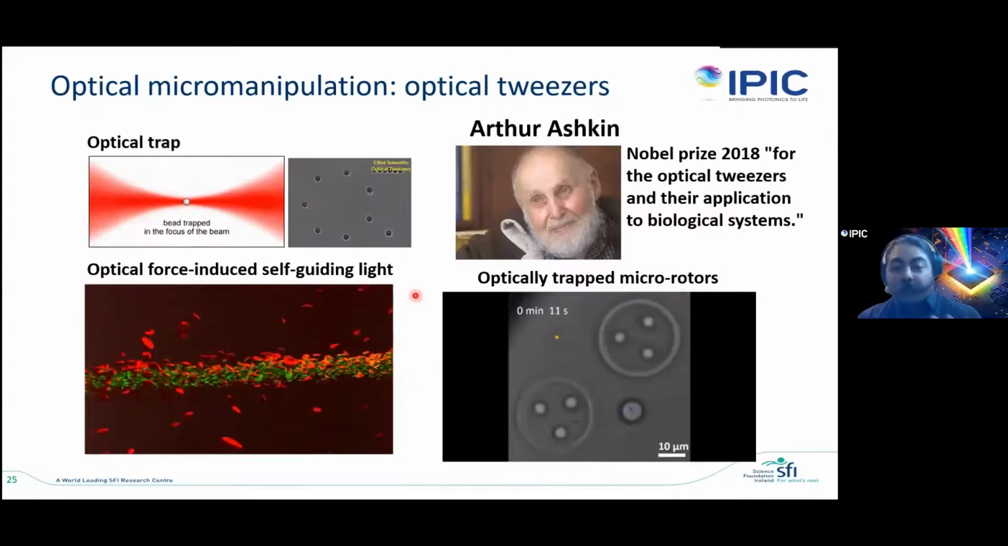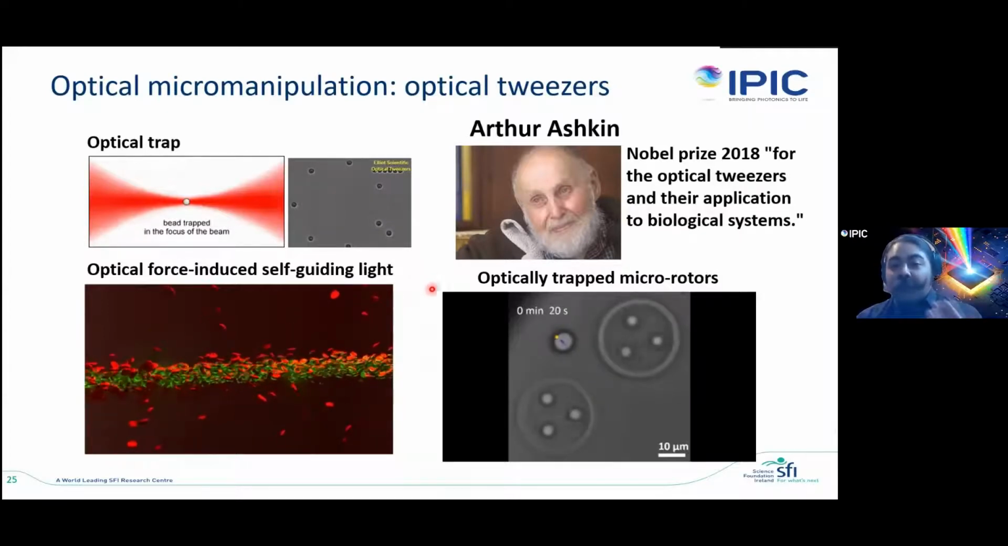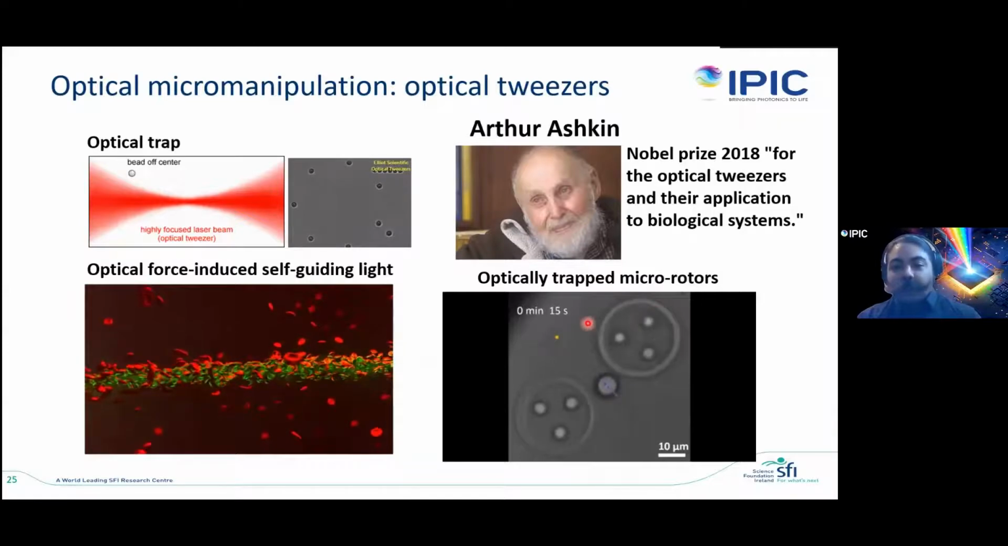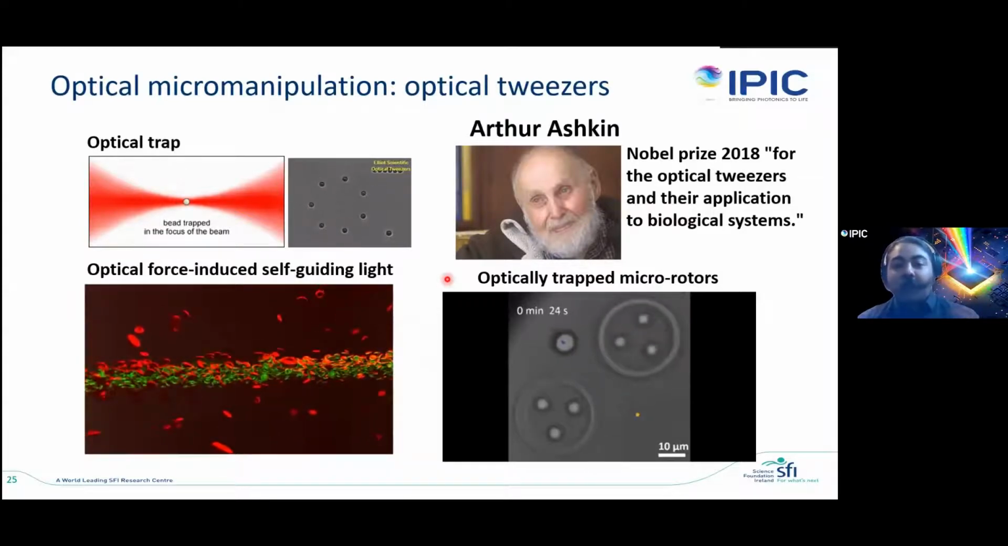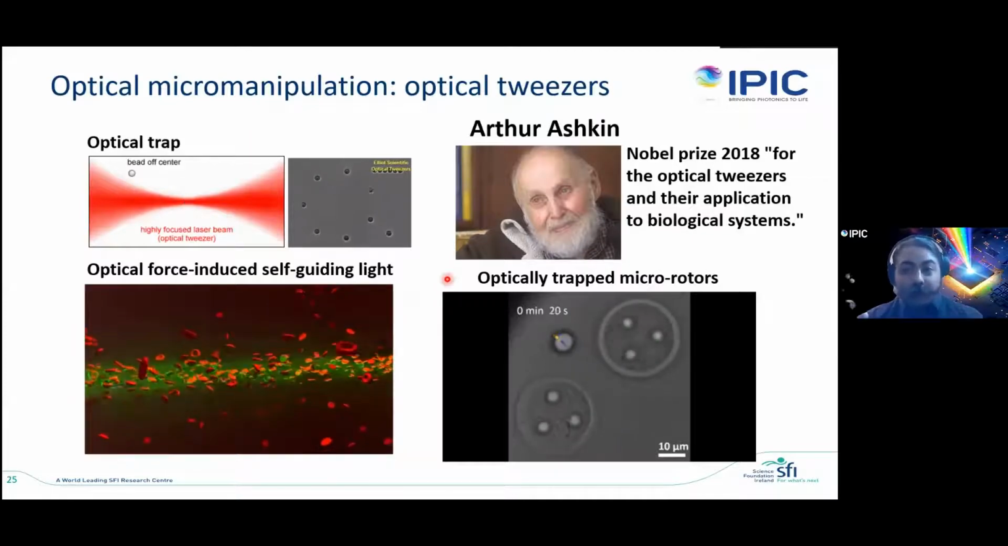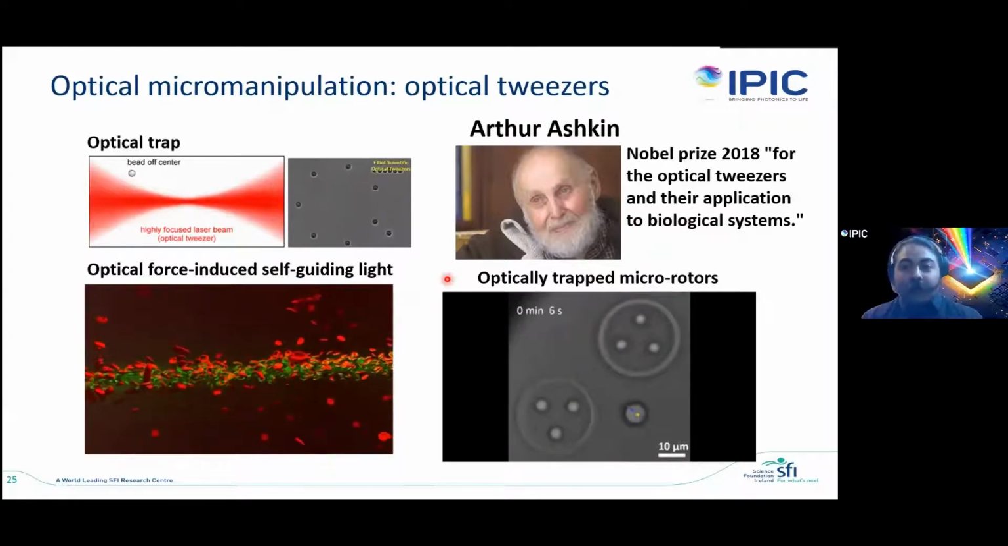We could actually build several micro machines to control the flow within cells. And there are many other applications we can do to study mechanical properties and other things inside the cell.